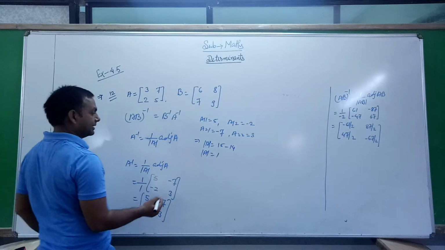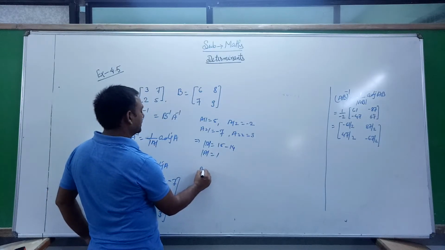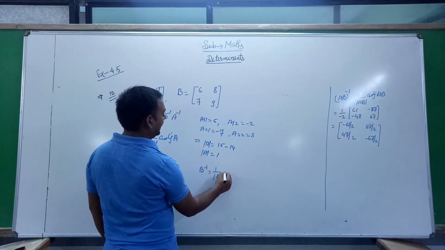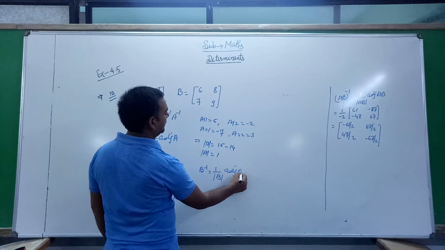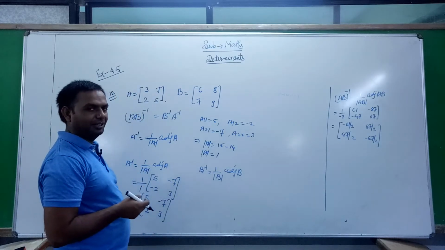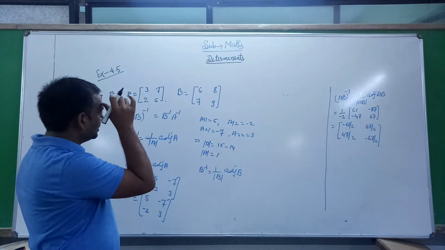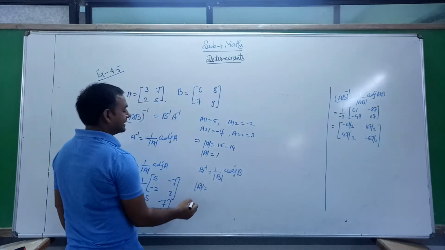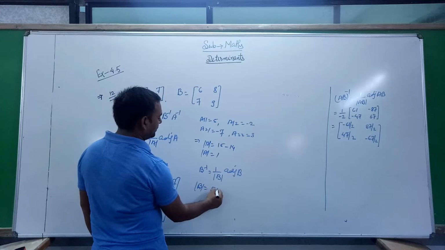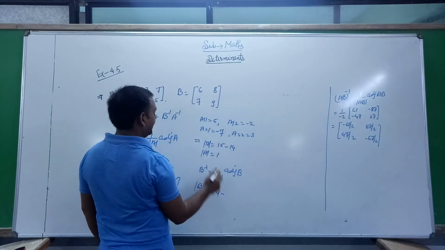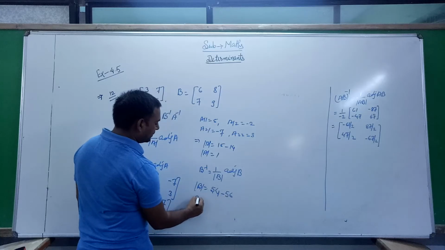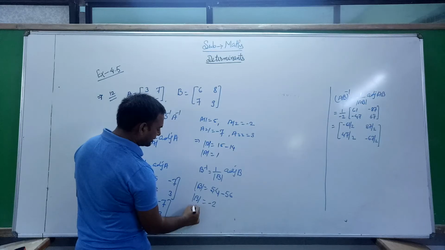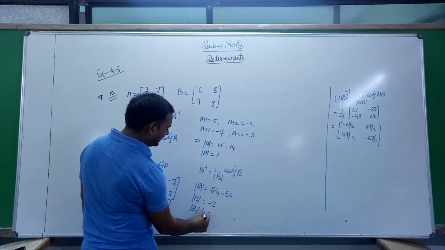Then you find the B inverse. Same condition, B inverse is equal to 1 upon mod B and adjoint of B. For the B inverse, first you find mod B, that is equal to 6 9s are 54 minus 7 8s are 56. So mod B is equal to minus 2. Mod B does not equal 0, so the inverse also exists.